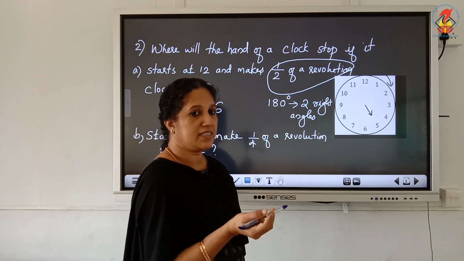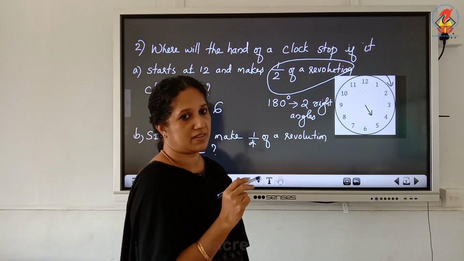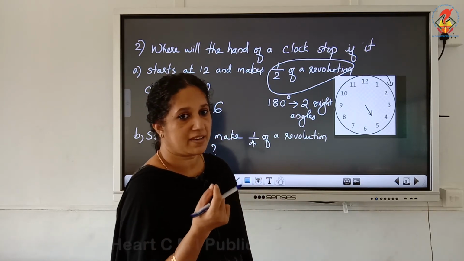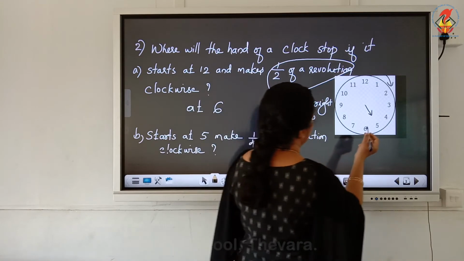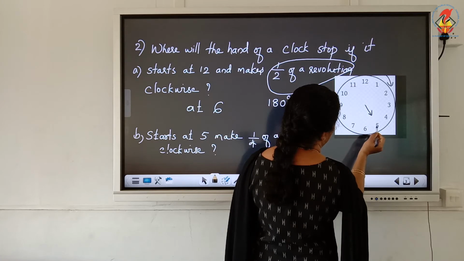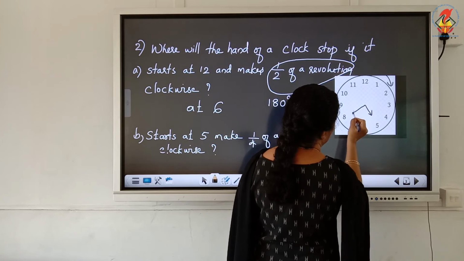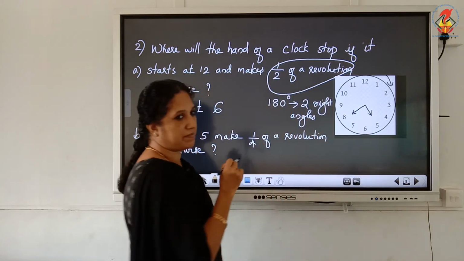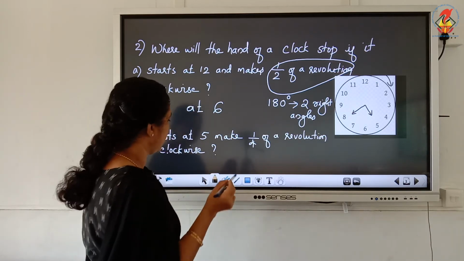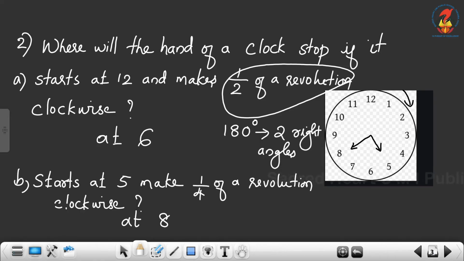If the angle turned is 90 degrees, how many hours will it pass? It will pass 3 hours, right? If the number of hours is 3, the angle turned will be 90 degrees. Therefore, it will pass 3 hours. So from 5 to 6, then 6 to 7, 7 to 8. So where will it stop? It will stop at 8. Therefore, the hand of the clock stops at 8.